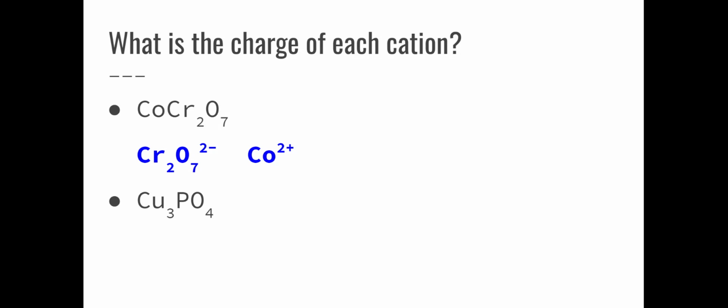Okay, so thinking caps on. If one phosphate group has a 3 negative charge, and I'm using 3 coppers to cancel the 3 negative charge, what do you think is the charge on each one of the 3 coppers?